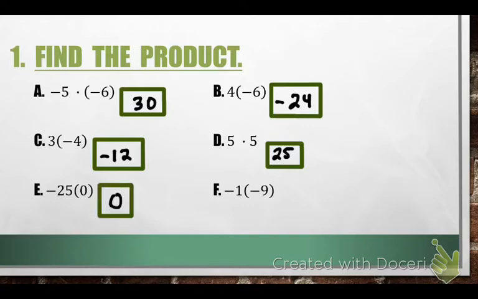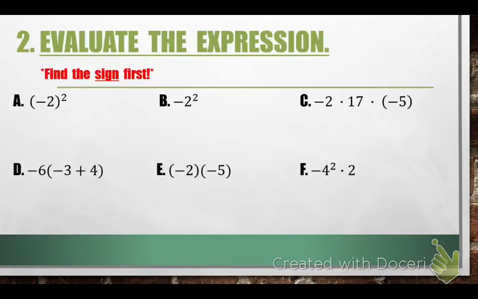And Karis, -1 times -9. Okay, you got to multiply it together. 1 times 9. 9, and we have two negative numbers. So is the answer going to be positive or negative? Negative. If you have an even amount of negative signs, your answer is going to be positive. So the answer is +9. Okay? Take out that red pen for me.